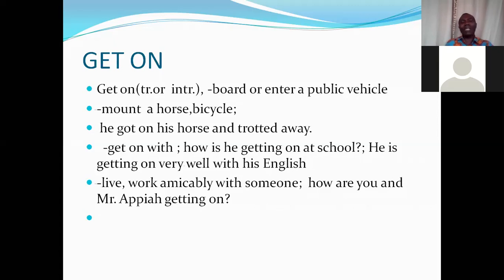So a word can have several meanings. You need to understand a word, and then you'll be able to use that particular word in several contexts. A word without a context is a pretext. So don't forget that a word can be highly polysemic. You shouldn't just assume that every word has only one meaning. It's not like that. So now we are talking about getting on, like mounting a horse, a bicycle, entering a public vehicle, and the same get on, we just added a preposition. And that can also be used in different contexts.